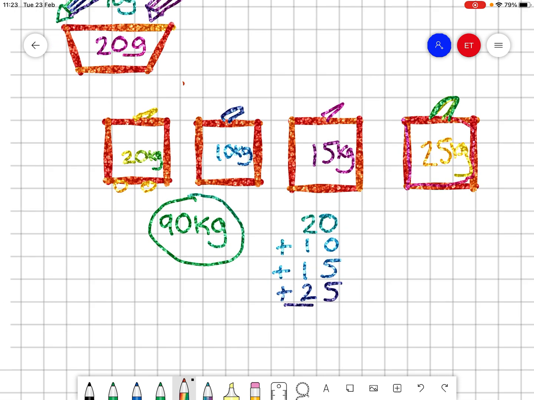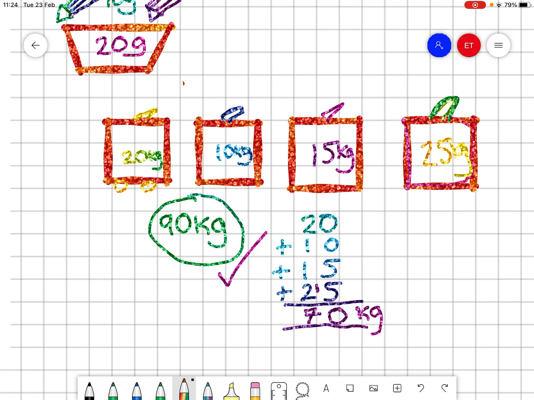Okay, if we use column method to work that out, 0 plus 0 plus 5 plus 5, that's 10. We'd carry over our 10. 20 plus 10 is 30, plus 10 is 40, plus 20 is 60. Then we've got our other 10 that we carried over, so the answer would be 70 kilograms. That's how much this family's suitcases weigh altogether. So yes, they're absolutely fine. They can travel because they are under the 90 kilogram limit.